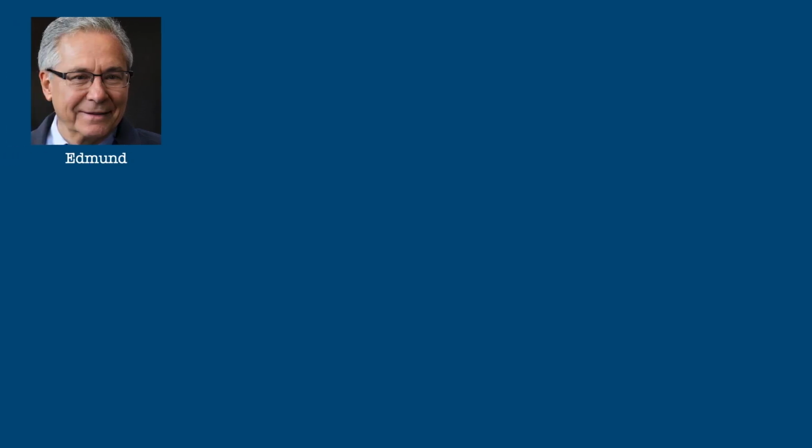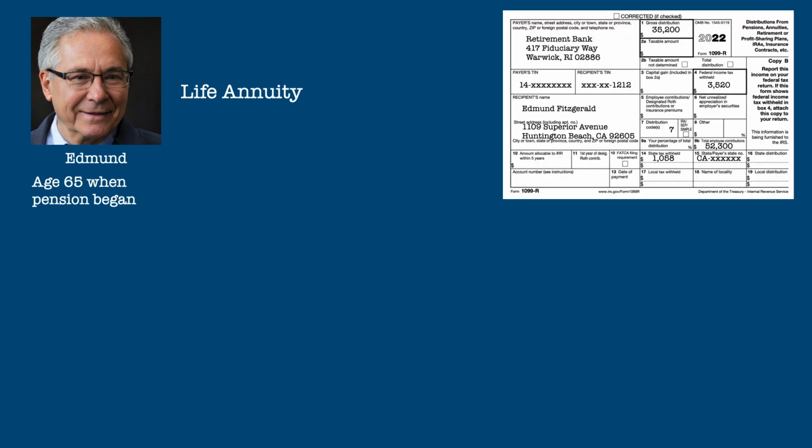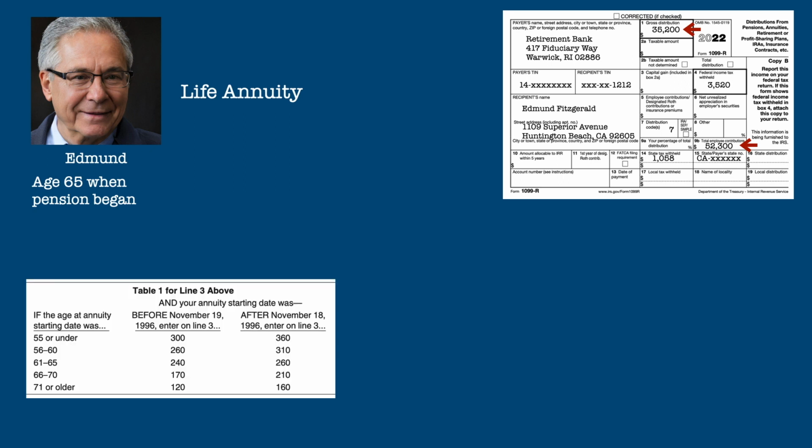Edmund retired in March of 2019 at the age of 65 and started receiving a life annuity at that time. Here we see his 1099-R with $35,200 in box 1 and employee contributions of $52,300 in box 9B. Using Table 1, he determines that his contributions should be recovered over 260 months, so he divides his contributions by 260, resulting in $201. This is the portion of each monthly pension payment that is not taxable.